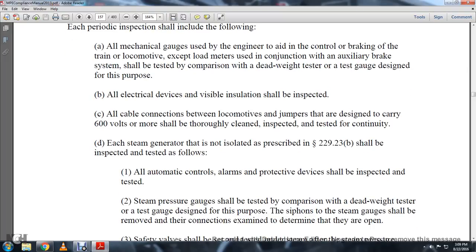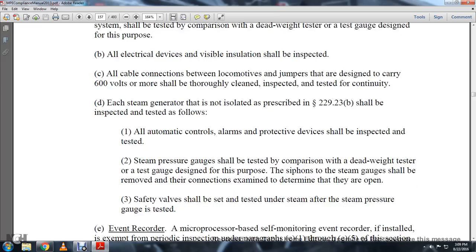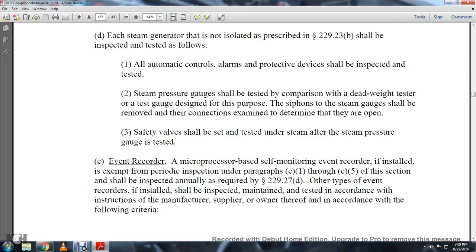Each steam generator that is not isolated as prescribed in Section 229.23(b) shall be inspected and tested as follows. 1. All automatic controls, alarms, and protective devices shall be inspected and tested. 2. Steam pressure gauges shall be tested in comparison with a dead weight tester or a test gauge designed for that purpose. The siphons of the steam gauges shall be removed from their connections and examined to determine that they are open. 3. Safety valves shall be set and tested under steam after the steam pressure gauge is tested.